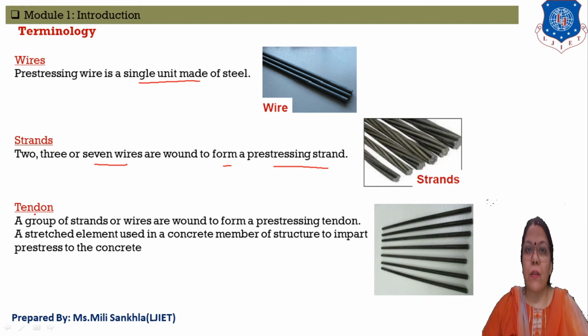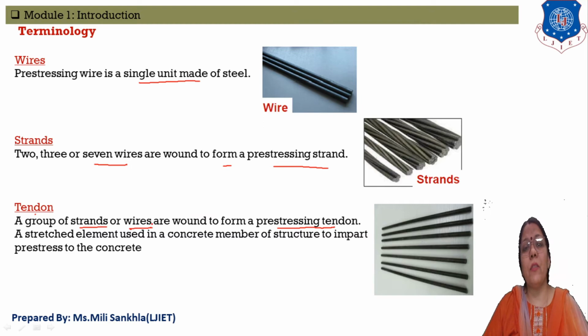Now third one is tendons. We speak of tendons a number of times, as tendons are used in prestressed concrete. What is a tendon? A group of strands or wires. This is a definition for 1 mark: a group of strands or wires wound to form a prestressing tendon. A single wire means a single unit of mild steel or any steel, which is equal to wire. Then more than two wires is equal to a strand. And the third one is tendons: a group of strands or wires wound to form a prestressing tendon.